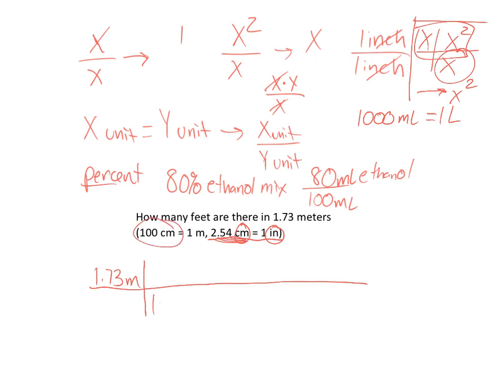So I have every 1 meter has 100 centimeters. Ratios can be written in either way. So I have 1 meter over 100 centimeters, or I have 100 centimeters over 1 meter. As long as those numbers stick together, they can be flipped upside down if need be. So this will put me into centimeters, but I don't want to be in centimeters. I want to be in feet.